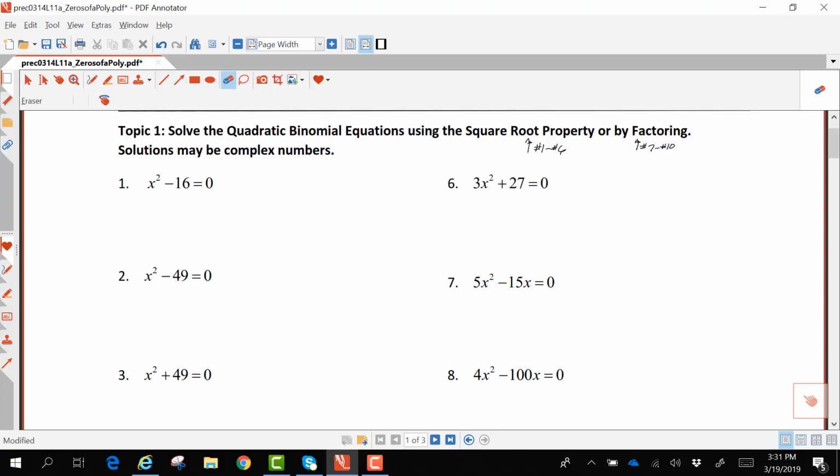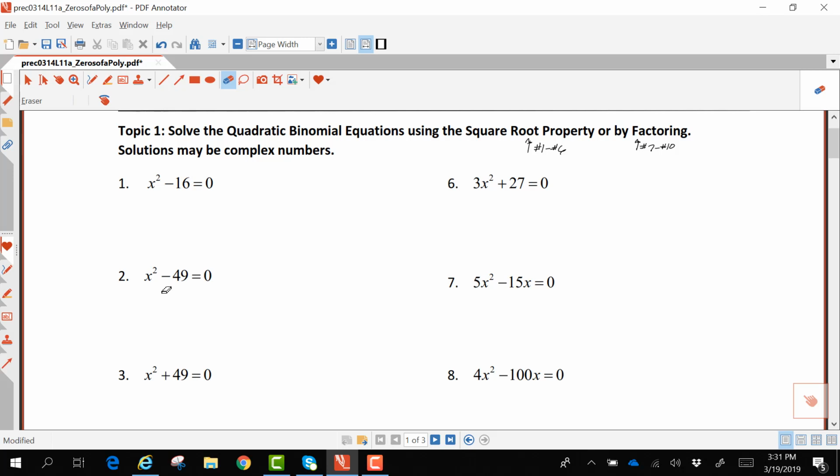Welcome to today's lesson on zeros of a polynomial. In topic 1, we're solving quadratic equations using two methods, the square root property and also by factoring. The square root property can be applied on numbers 1 through 6.